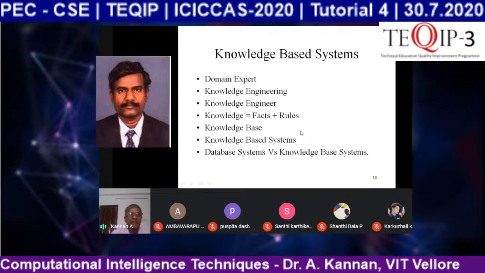The knowledge engineer is a person who develops an expert system. Knowledge engineering is the process of developing an expert system. Knowledge means it combines facts and rules. Facts means any statement for which we can assign a truth value. And rules are given in the form of if and if-then statements. The combination of facts and rules is called knowledge. A collection of knowledge is called a knowledge base. A system which stores knowledge and retrieves it efficiently is called a knowledge-based system.